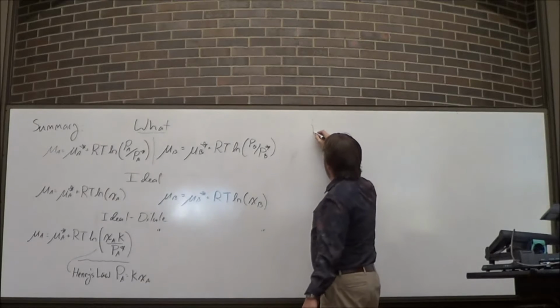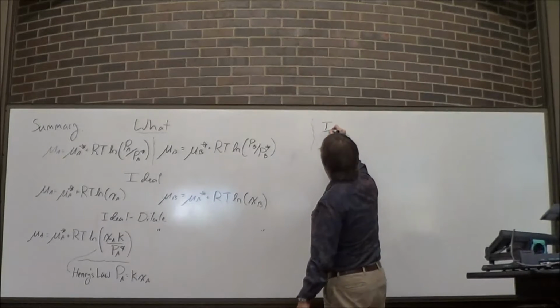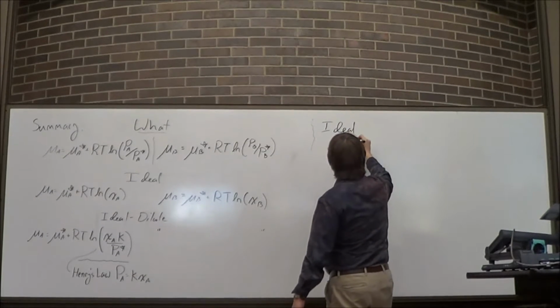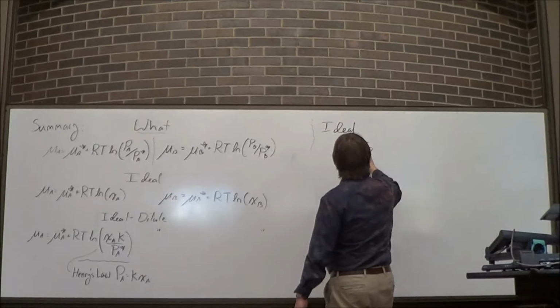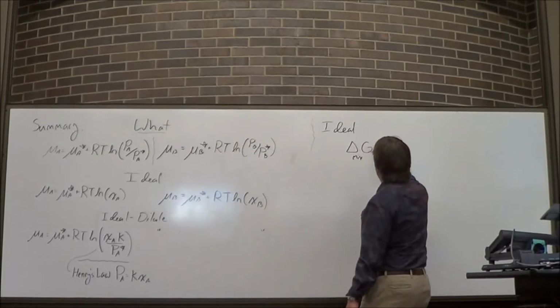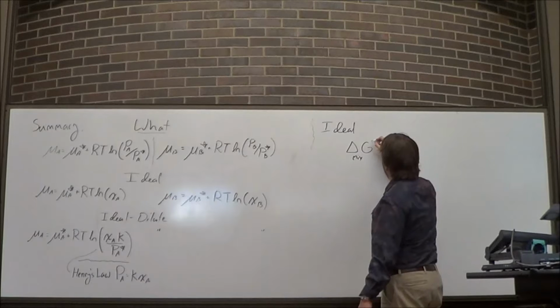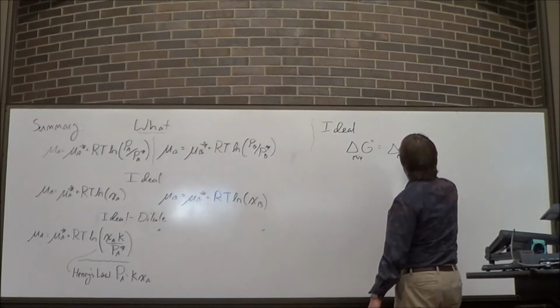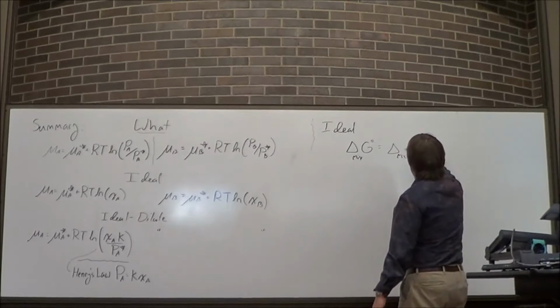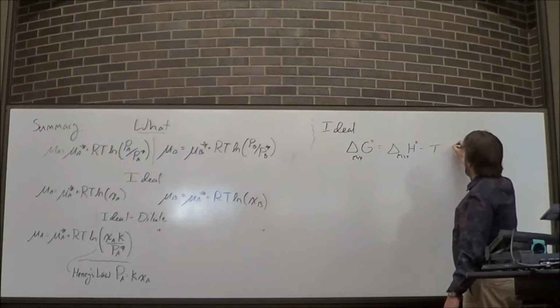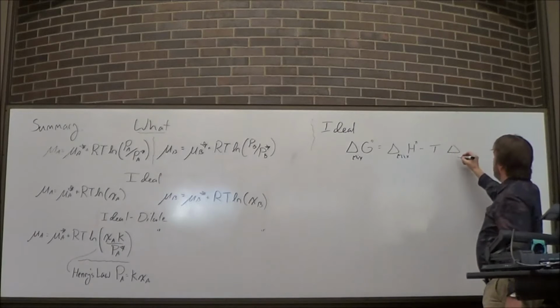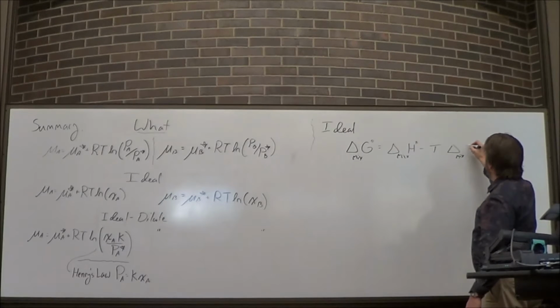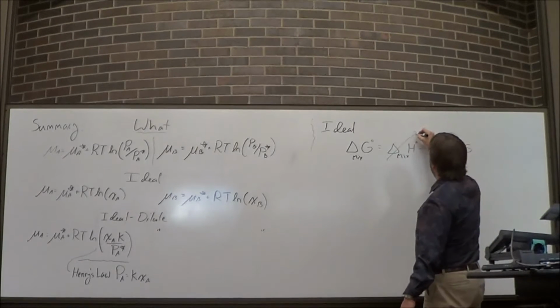Before I get into that, let me just remind you that in an ideal case, that delta G, and I don't know if there's a little circle there or not, let's put it there, is defined by these excess functions. And again, you can say this for any process, right? And for ideal, this is 0.